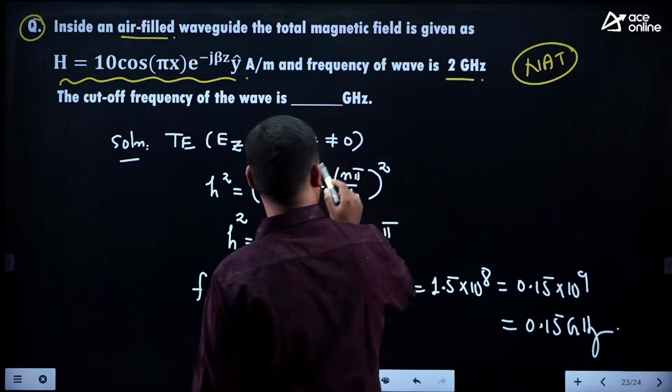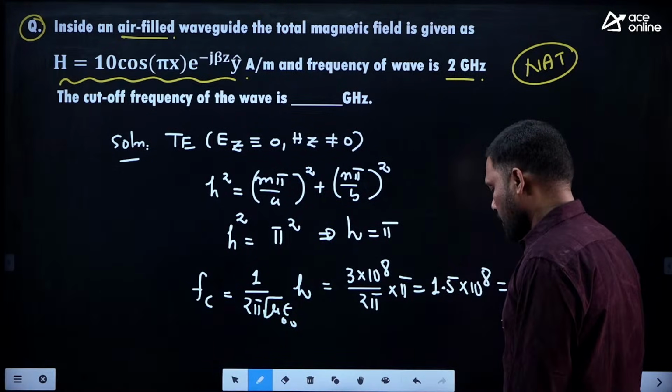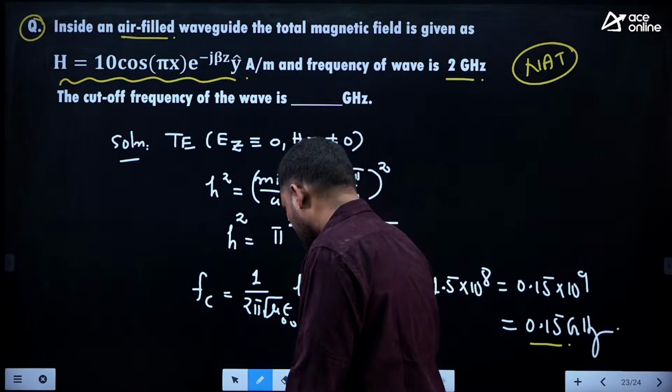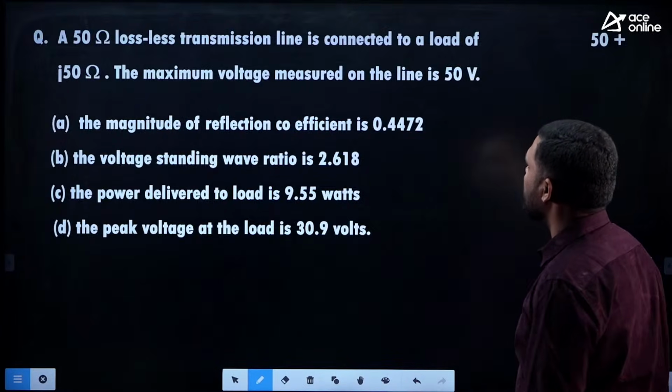So what is the answer here? 0.15 gigahertz is the answer. It is a numerical answer type question. Clear, guys? Fine, done. Let us have one more question.